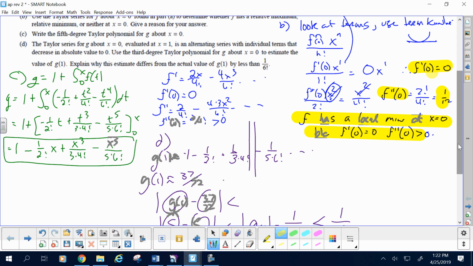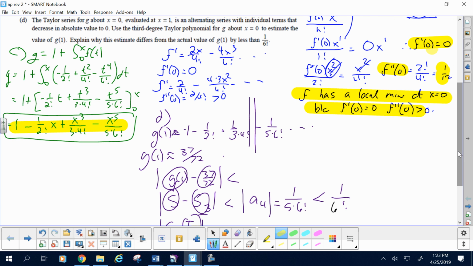Two points: one was for any two of the terms correct, and one was for the other two terms correct. If you have any of those two, you'd get one point. If you had the other two correct, so all four correct, then you'd get two points. But that was based on your original answer. And then the last was, did you get an estimate of 37 to 70 seconds, or whatever would make sense based on what you had with carry-through error? If you had an earlier mistake, they would go with you. And then did you justify the error in S3 being A4 and show that A4 is less than 1 over 6 factorial? That's the point.